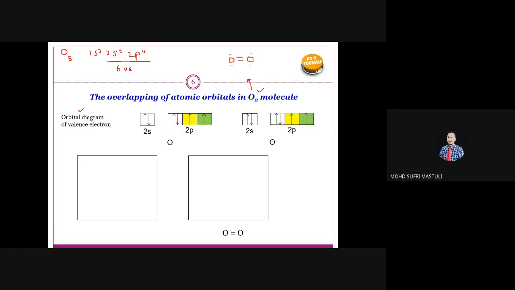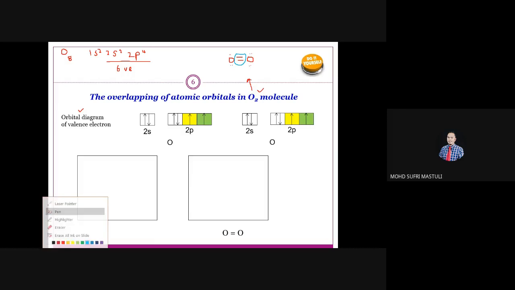So in this valence bond theory, we try to identify which orbital is involved in the formation of the double bond, because valence bond theory shows the overlapping of atomic orbitals. So you have to identify which orbitals are involved in the overlapping to form the chemical bond.